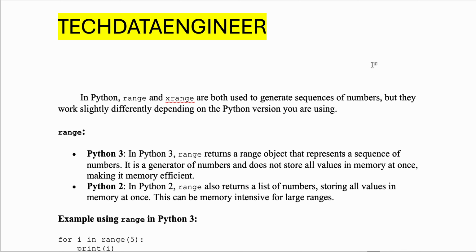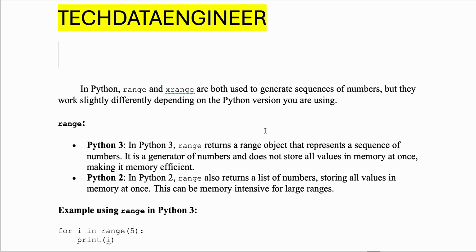Let us see the scenario and example where we have to use range and xrange and what the basic difference is. Range and xrange both are used to generate a sequence of numbers, but they work slightly differently depending on which Python version we are using. Although xrange is discontinued in Python version 3. So if you are using version 3, you will find xrange discontinued, but in earlier versions range and xrange are different.